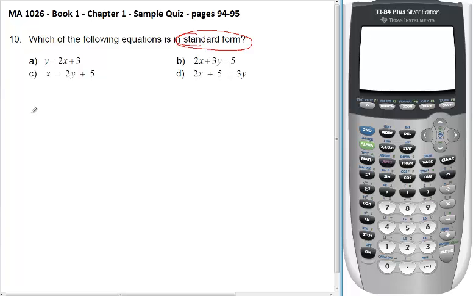However, we know that this one here, A, for example, y equals mx plus b, that's another form that would match that one, and we call this one slope intercept form. Okay, so slope intercept form would be A. Now we're asked for standard form, so it's not A. Okay, so A is not the answer.